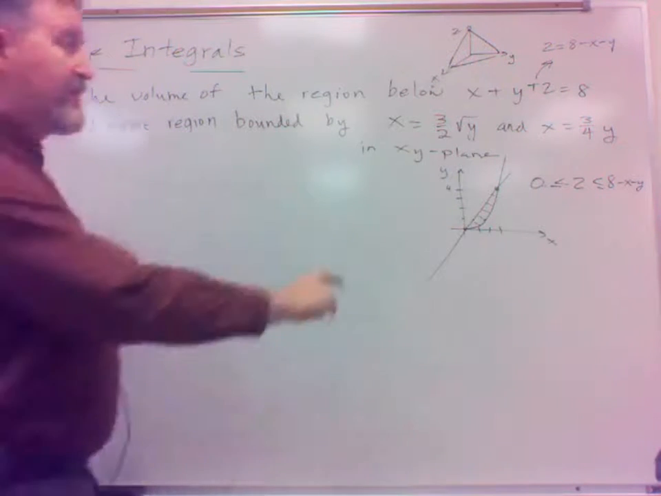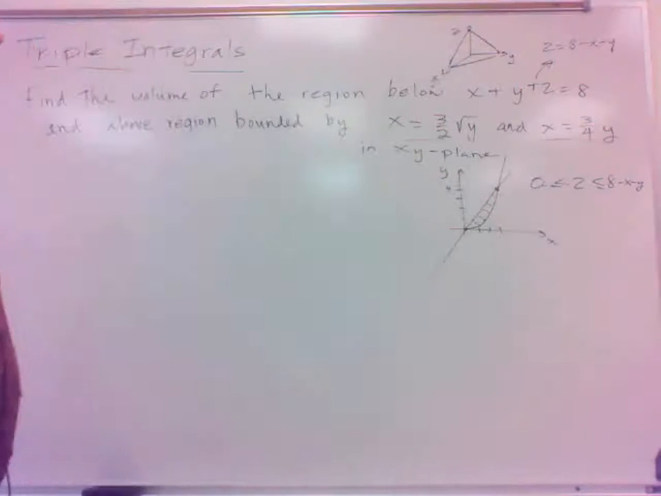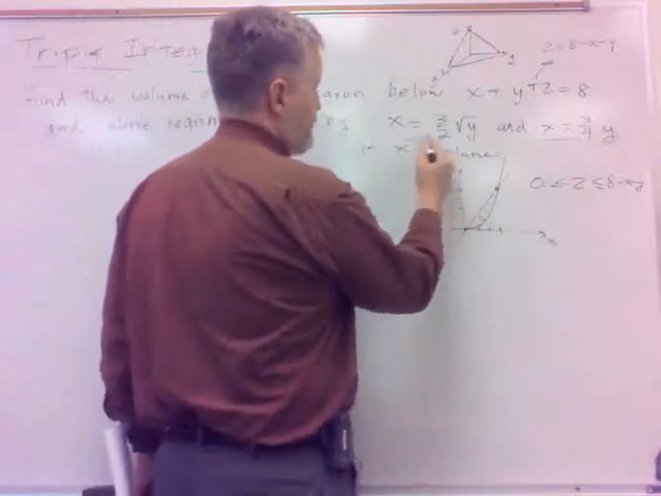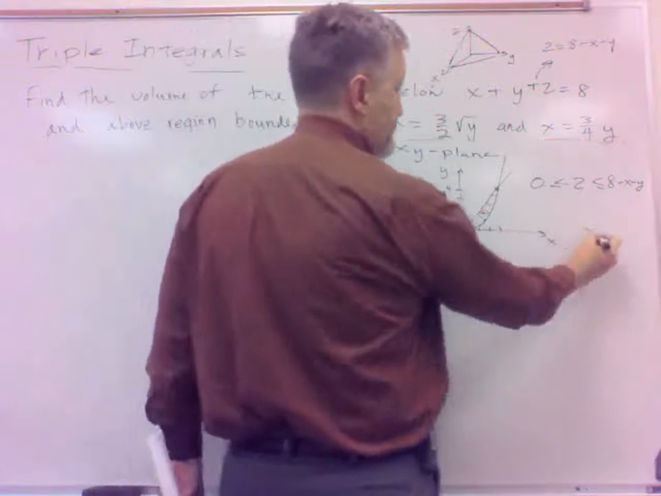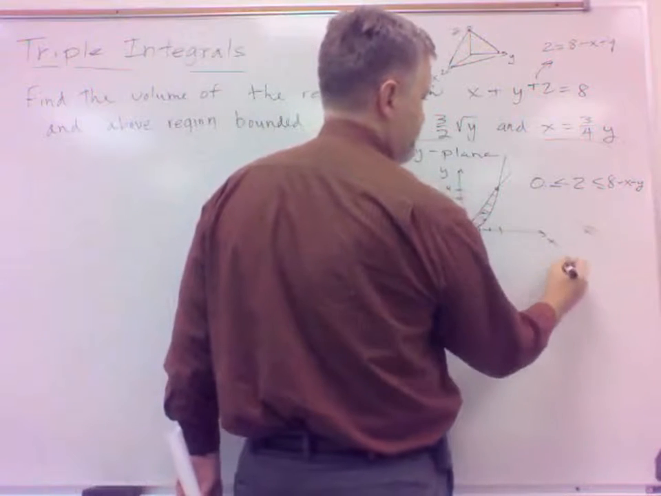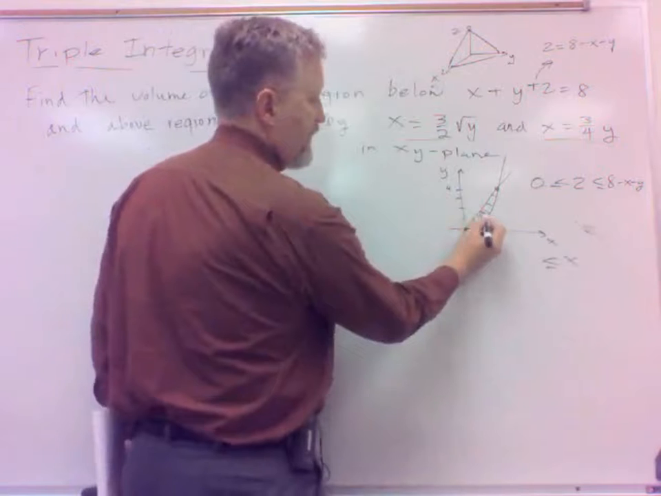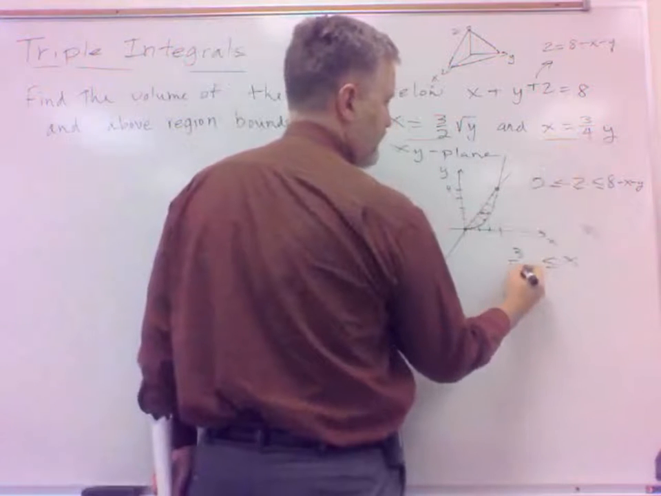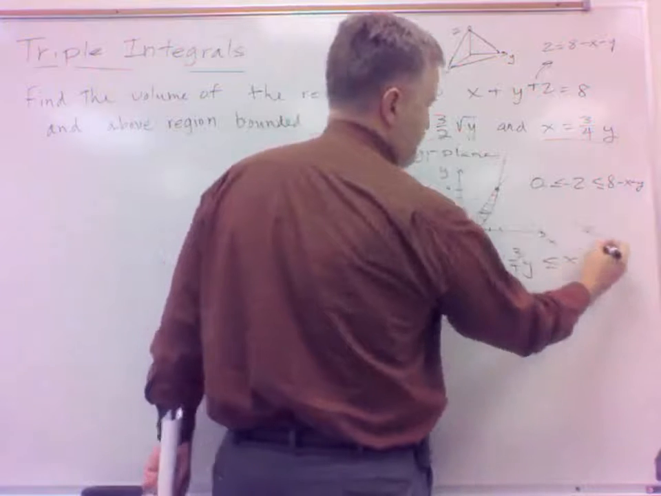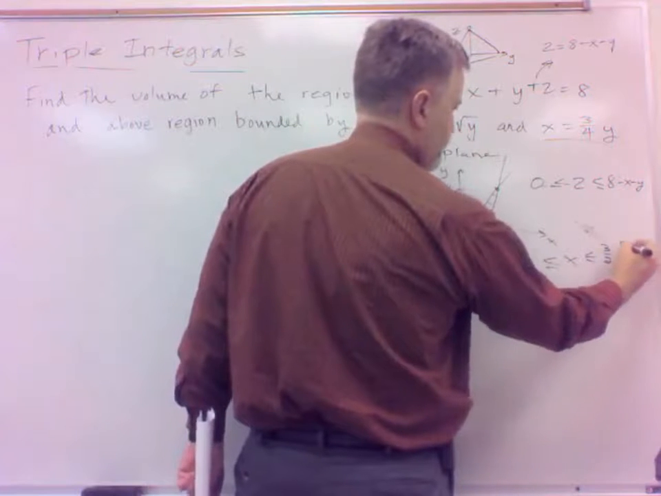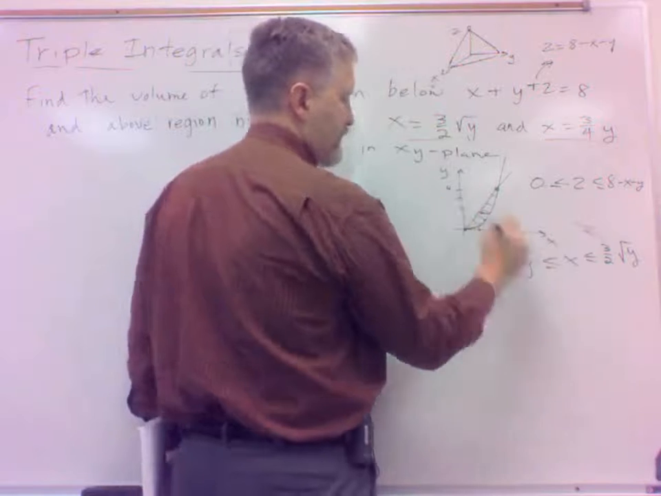Now, the way the equations are set up, we can adjust them around, I guess. But the way these are set up, they're set up to do our x's next, right? So what does x go between here? X would go between the line, which is 3/4 y, to the square root, which is 3/2 square root of y. And then our y's go from 0 to 4.